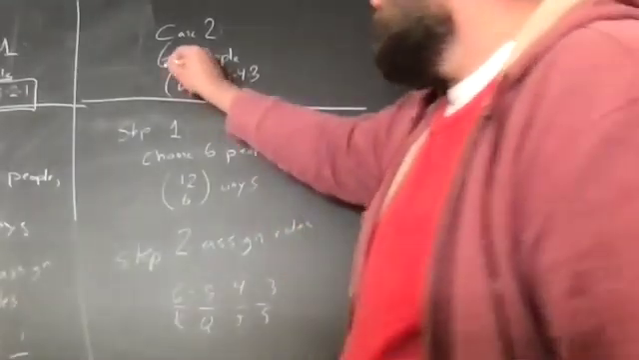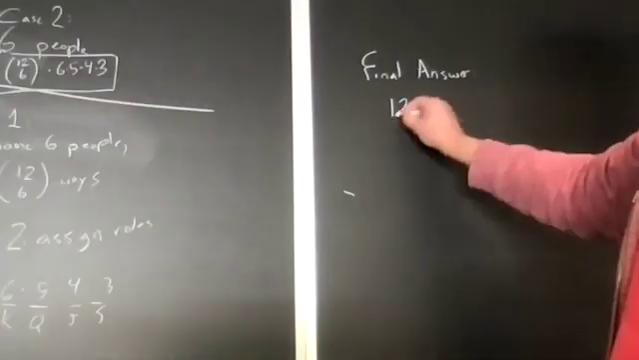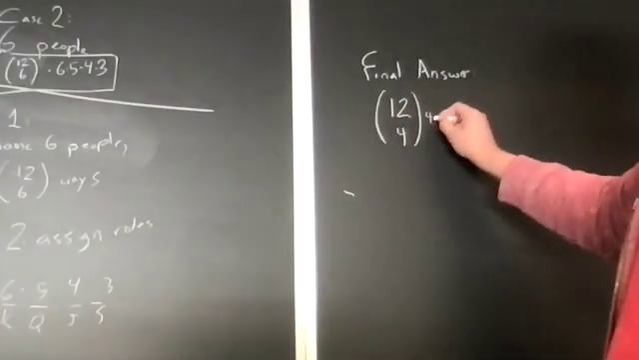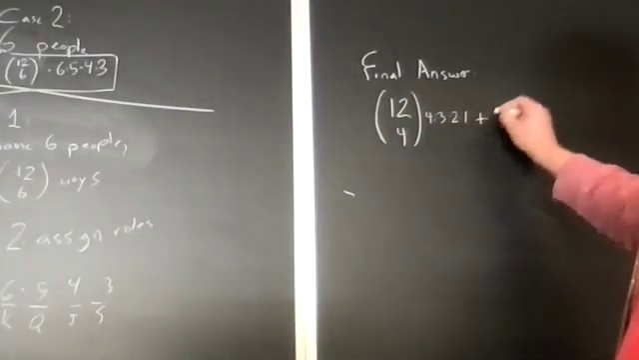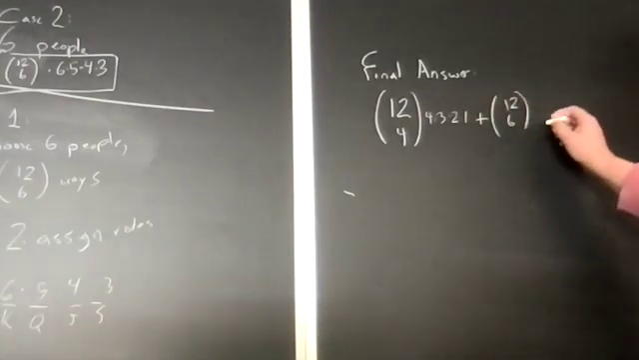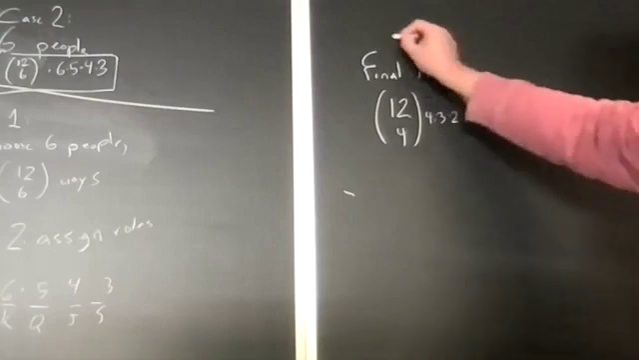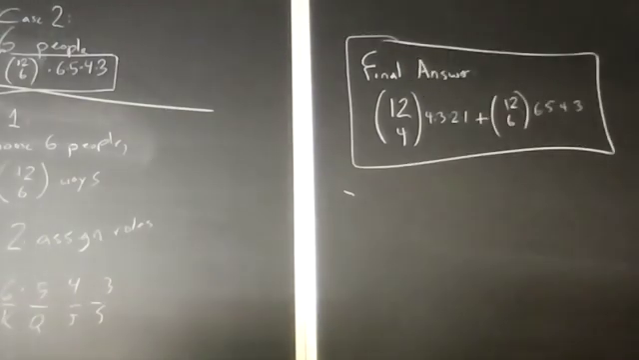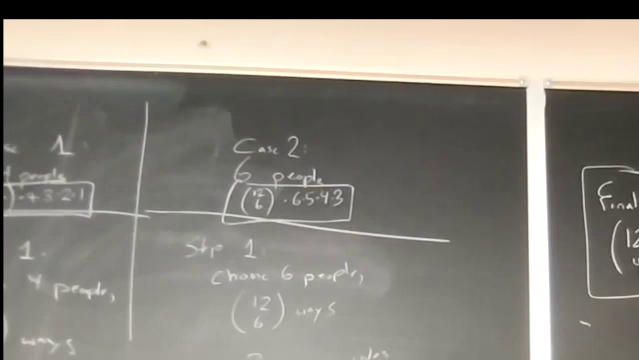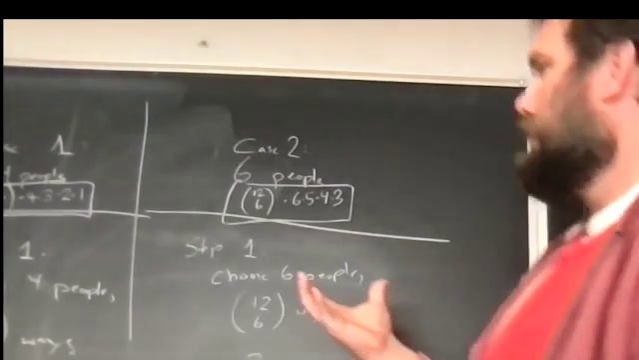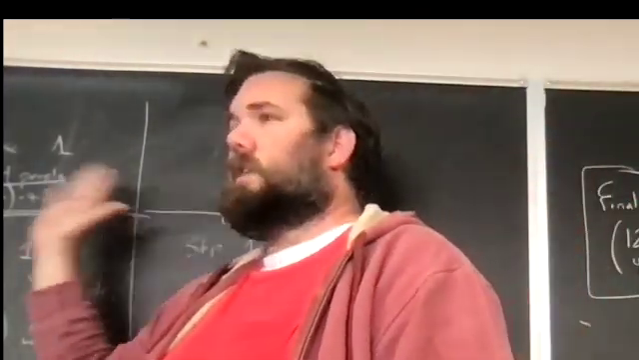And so your final answer would combine these two. Your final answer, if you write it all out, would be 12 choose 4 times 4 times 3 times 2 times 1, plus 12 choose 6 times 6 times 5 times 4 times 3. You all see that? Now, why do I not want you to write 4 factorial here? Because this 4 and this 6 are things that we could very easily change, right?